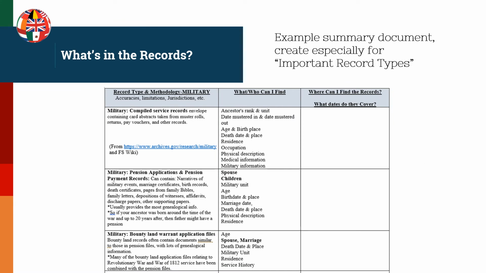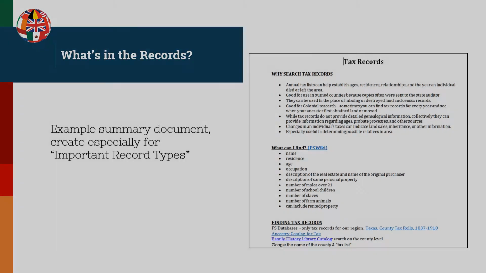As mentioned before, it is important for both professional research and also to pass the ICAPGen test to understand what is available in each of the record types. You could create a summary document, especially for the important record types, and include a general overview on the record type and also what or who you can find in the record, where you can find the records, and what dates they cover. Here is a different possible format for a summary document, and this one is on tax records.